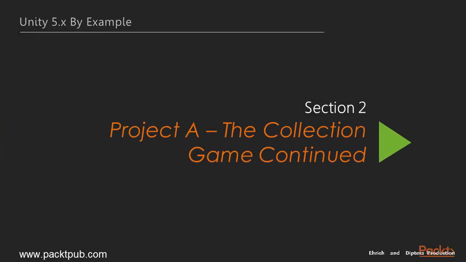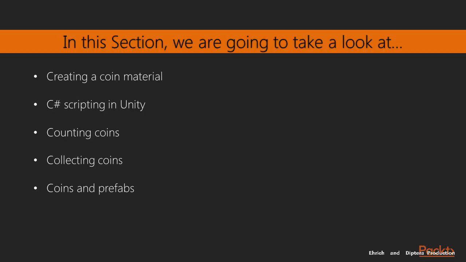Hi and welcome to the second section of this course, Project A, the collection game continued. This section completes the project by creating a coin object to collect and adding a timer system to determine whether the total game time has elapsed. In essence, this section is about defining a system of logic and rules governing the game. To achieve this, we'll need to code in C#, and so this section requires a basic understanding of programming.